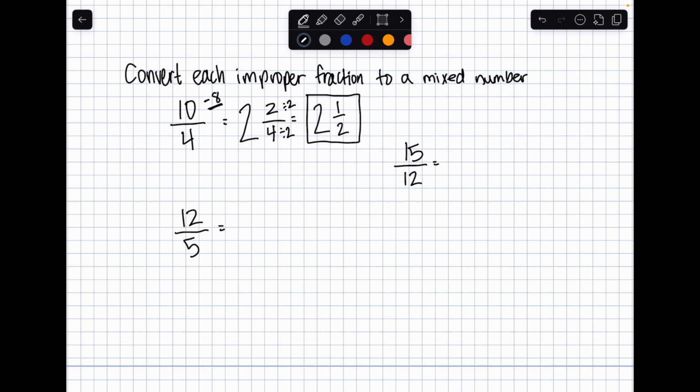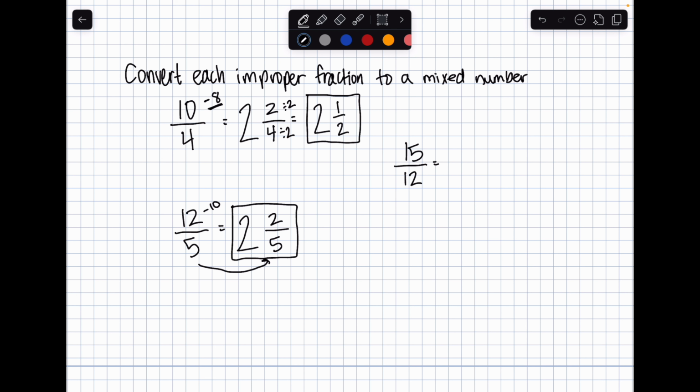All right, our next one, 12/5. I can take 2 groups of 5 out of 12. 2 groups of 5 is 10, so I'm really just subtracting 10/5 from that. And I'm left with 12 minus 10 is 2. Using my same denominator, 2/5 is going to be my simplified fraction.